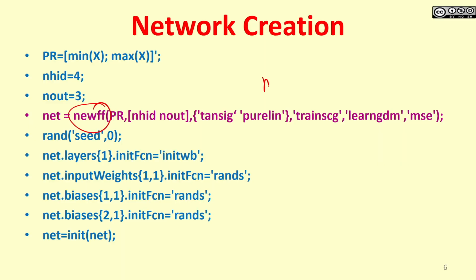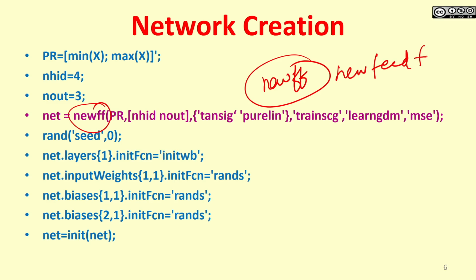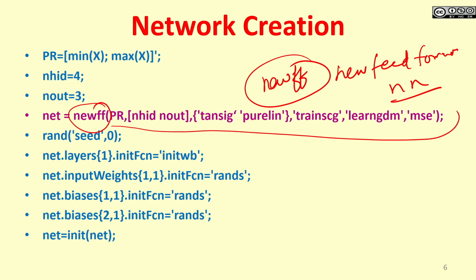In order to create the neural network, we have to use a command called newff, that means new feed forward neural network. So, that is the network that is created using the MATLAB command. In the latest version of MATLAB, this newff command may be deprecated, but however you can use it also. So, this newff command has the syntax like this.